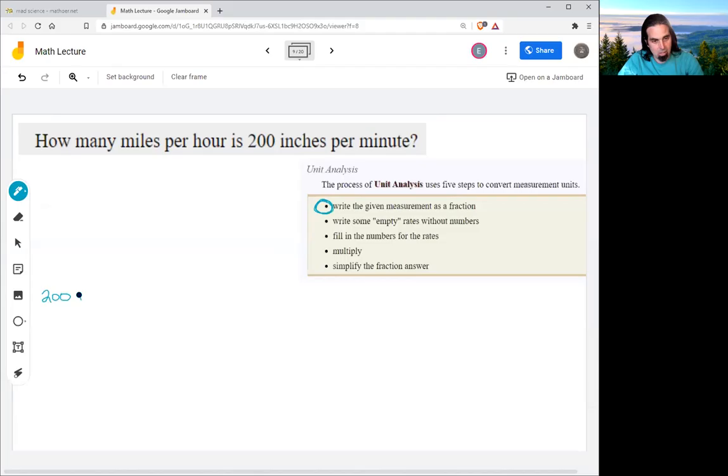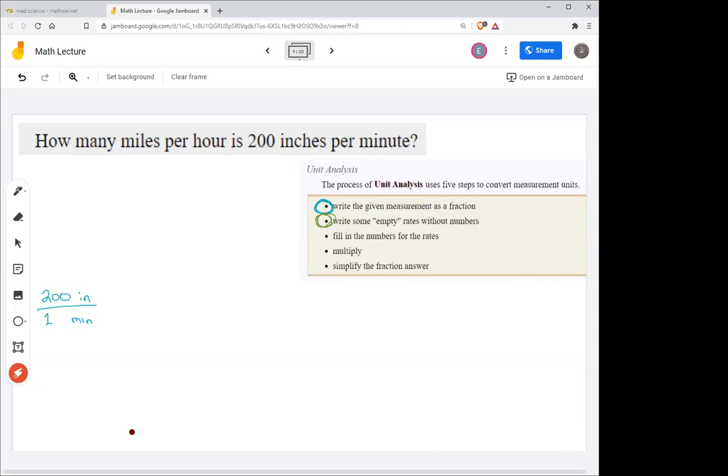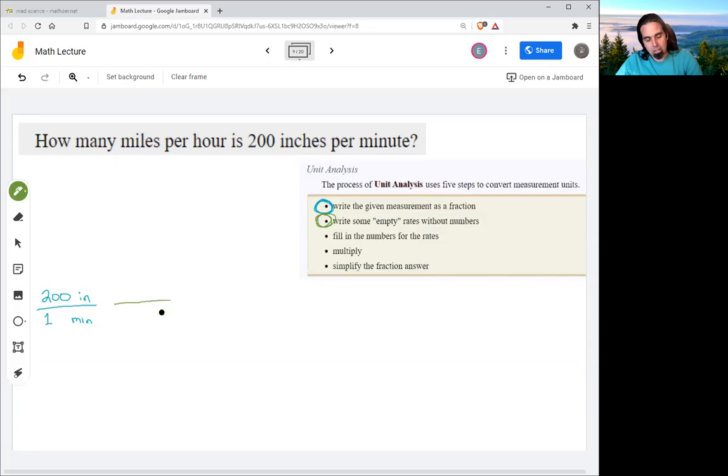So we'll do the same steps as before. First we write things as a fraction. We have 200 inches in 1 minute. Now I want to make a plan. How do I get from inches and minutes into miles and hours? It doesn't matter whether I start adjusting the inches or the minutes. So somebody shout out, which am I going to deal with first, the inches or the minutes? Would it be the minute?